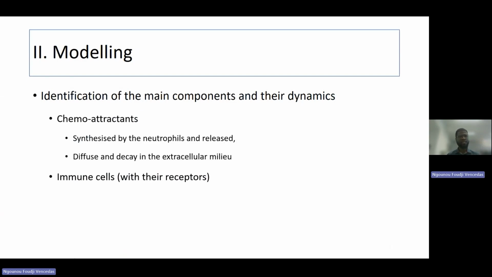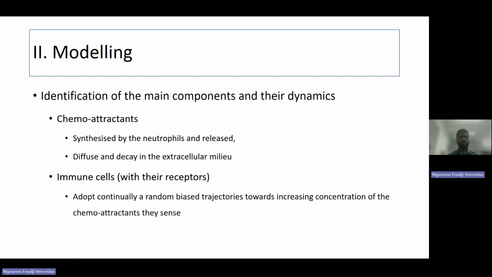The chemoattractants are synthesized, as we just said previously, by the neutrophils and they diffuse and decay in the extracellular environment. And the immune cells will move towards the increasing concentration of chemoattractants, or towards the gradient of chemoattractants, but this motion will also be subjected to small deviation due to other functions of the immune cells or also due to the uneven structure of the tissue. And this deviation can be modeled by adding a random component to the trajectory.